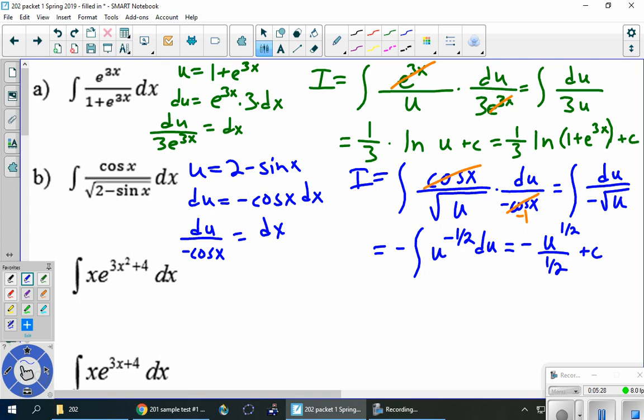And then the last step here is just going to be to change the u back into the x's. Okay, negative, dividing by 1/2 is the same as multiplying by 2. I'll put that. And then the x's were 2 minus sine x. I do not have enough room here. Let's try this again. Okay, so we said 2 minus sine x, and that is to the positive 1/2 power, and then plus c.